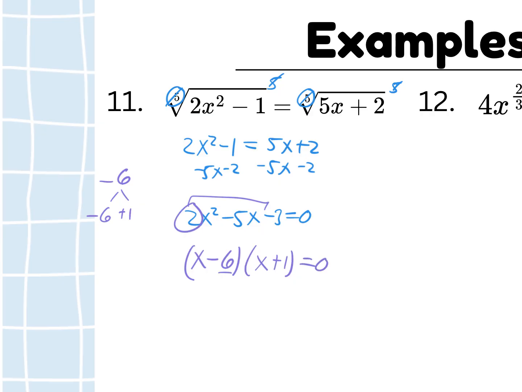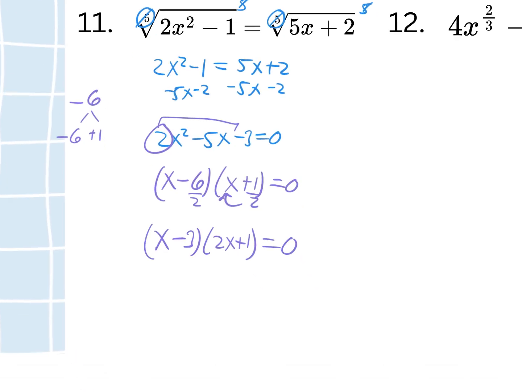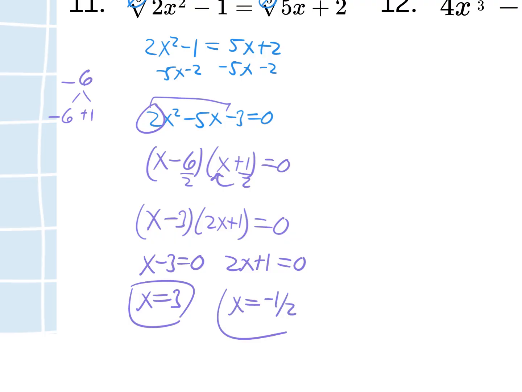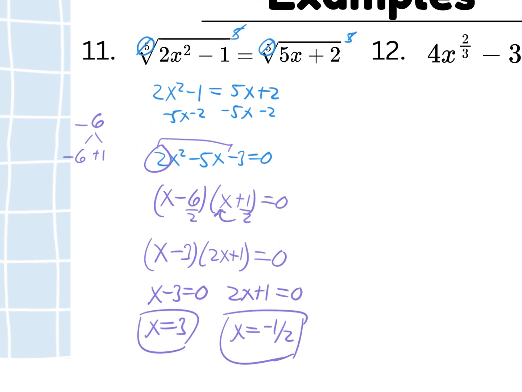I can take whatever number's in front and divide by 2. All right, x minus 6 divided by 2 is 3. 1 over 2, that doesn't simplify, so it becomes a 2x plus 1 equals 0. And so I get x minus 3 equals 0, and 2x plus 1 equals 0. So we get x equals 3 as one of our answers. And then once we solve this other side, I get x equals negative a half as my other answer. All right. Now again, these are going to work. For now, you can trust me on that. If you want to check them on your own, you can, but they do work.